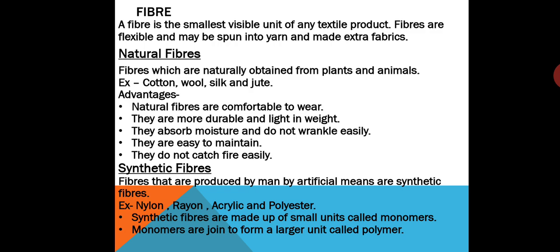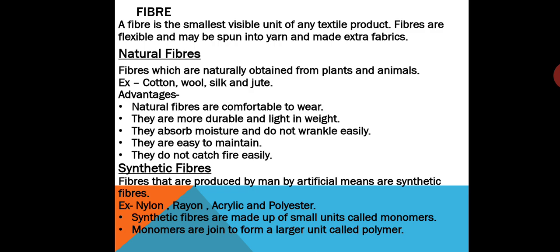Now, what is a fiber? In simple language, a fiber is a thread-like structure of which the clothes are made up. What do we understand? We understood that just as the body is made up of living cells, similarly, any cloth, any dress material is made up of fiber. That means a fiber is a small thread-like structure which together make a cloth.